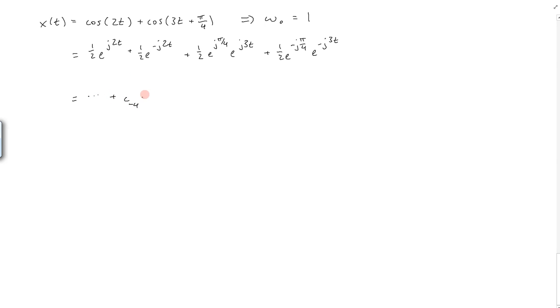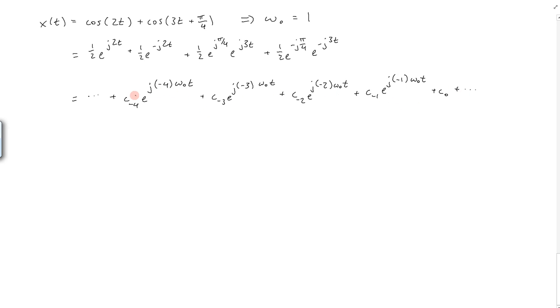We know that c sub minus 4 e to the j minus 4, this is the minus 4th component, omega naught t, plus c minus 3 e to the j minus 3 omega naught t, plus c minus 2 e to the j minus 2 omega naught t. So these are just complex exponentials at integer multiples of that fundamental frequency that we're adding up. So it's a negative first term plus C0 plus so on. Of course, we're going to have the corresponding positive components as well.